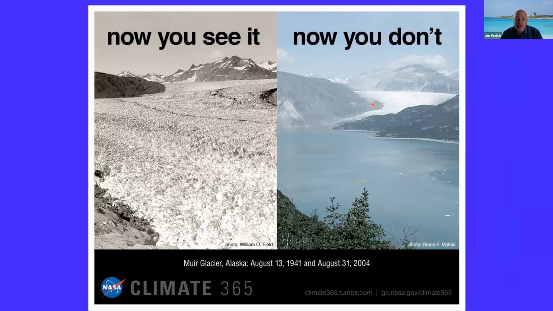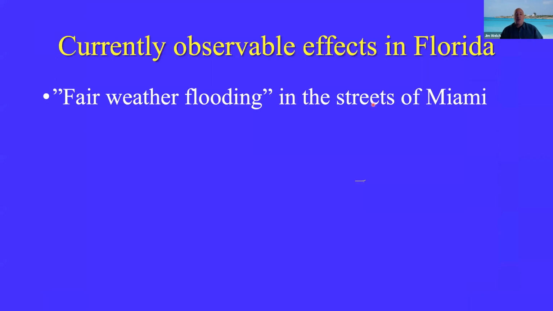So sea level has gone up by about 6 to 8 inches over the past 30 years in Florida. And so we can currently observe some of these effects along the coast of Florida. One of the things that we see is what people call fair weather flooding in the streets of Miami.